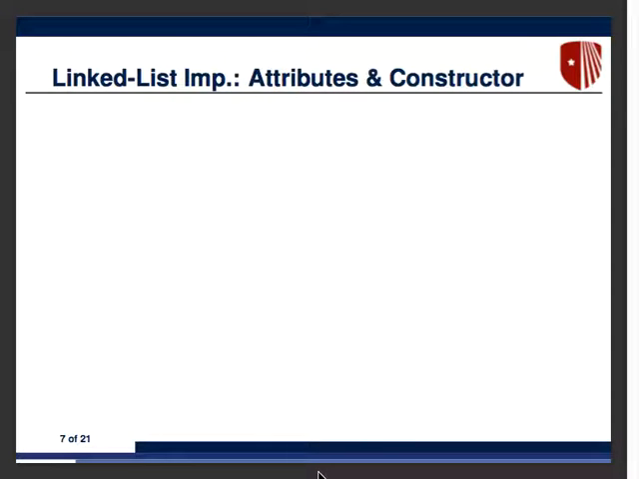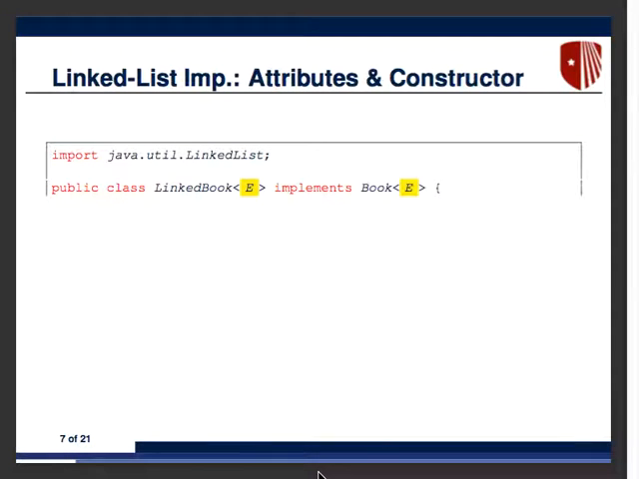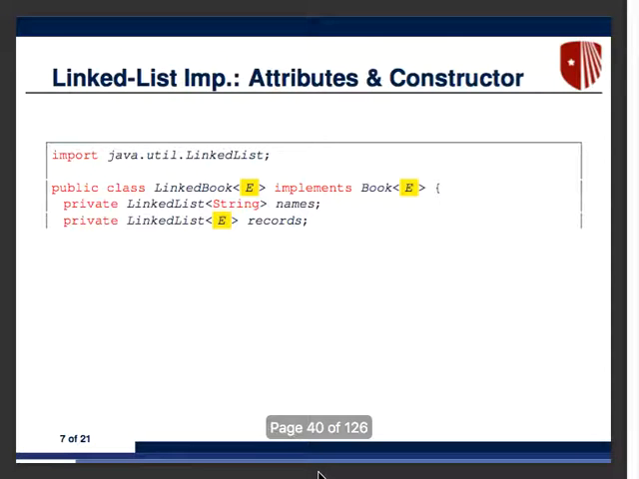Okay, let's see how we can do linked list. This one might be more interesting to you because you haven't done much exercise on linked lists. So now we have to import the Java utility LinkedList. We're using some library classes from Java rather than developing the linked list from scratch ourselves. So now we have a LinkedBook class, also generic, also implementing the same interface Book. And here, rather than having two arrays, we have two linked lists. For the first linked list, we say it should take a string for all the names, because every element in the first linked list is a string.